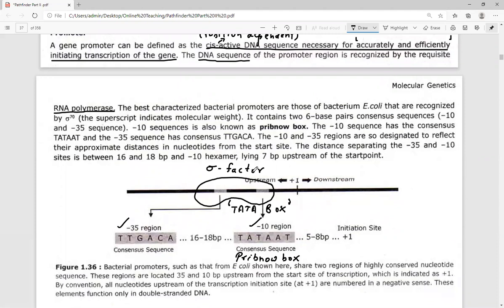Every RNA polymerase will recognize certain specific sequences which are present. In the case of eukaryotes, there are several different types of sequences that are present.